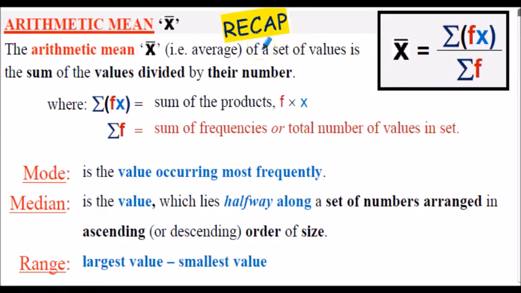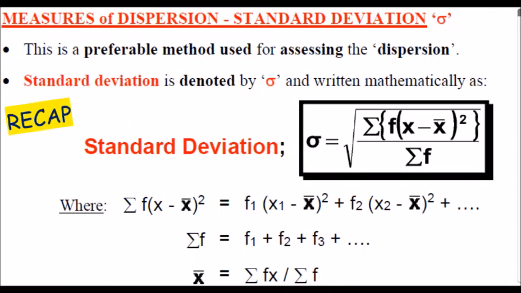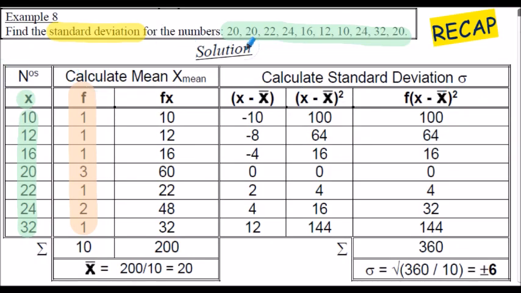And here's a recap slide related to arithmetic mean, denoted as x bar. Definition of the mode, the median, and the range. Here's the standard deviation, usually denoted by lowercase sigma. This formula shown here is usually undertaken in terms of a tabular approach. This is an extract from a previous presentation showing a calculation for sigma here.